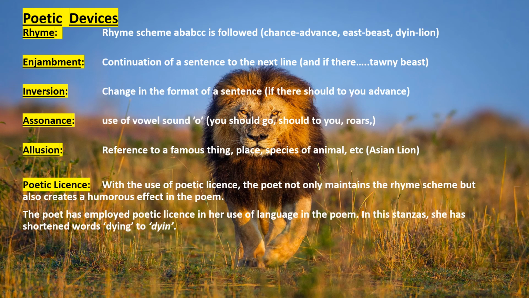So let's discuss the poetic devices used in the poem, and particularly in stanza 1. The rhyme scheme of the entire poem is A, B, A, B, C, C. The rhyming words definitely are different for different stanzas, but the rhyme scheme is same throughout the poem. Then in this stanza, Carolyn Wells has used enjambment, inversion, assonance, allusion, and poetic license. You see the word dying, D-Y-I-N. That is for the word dying, D-Y-I-N-G.